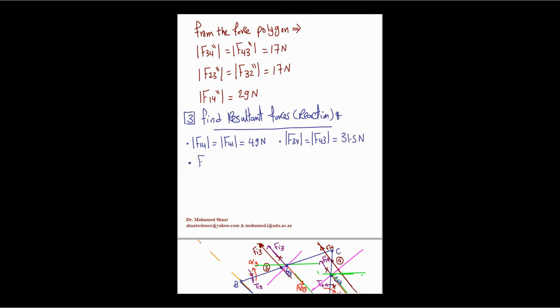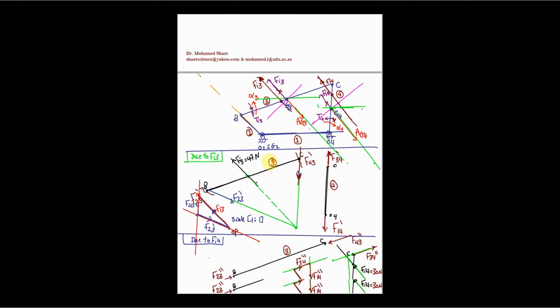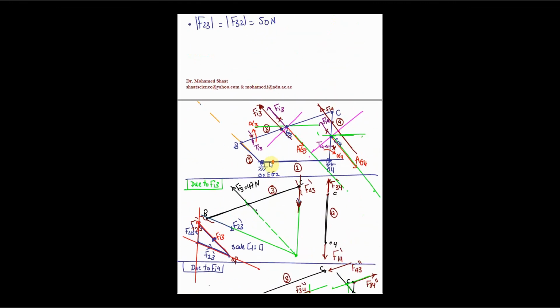The third one is F23. The magnitude of this force should equal F32. We got it as 50 Newton from the measurement, approximately. Make sense? So we're done with everything for this mechanism. We still have only one thing left, which is the length to find its torque. This is the last requirement. Make sense?